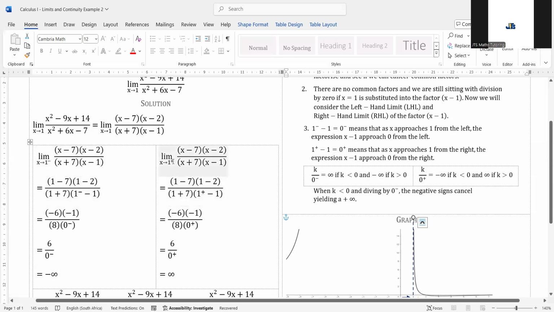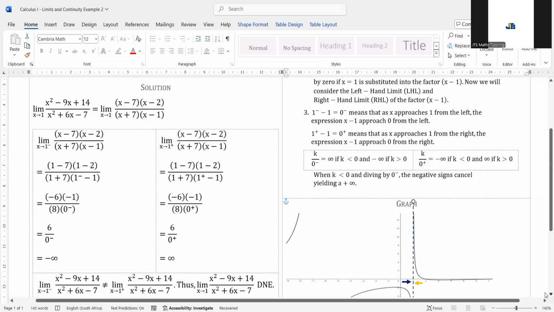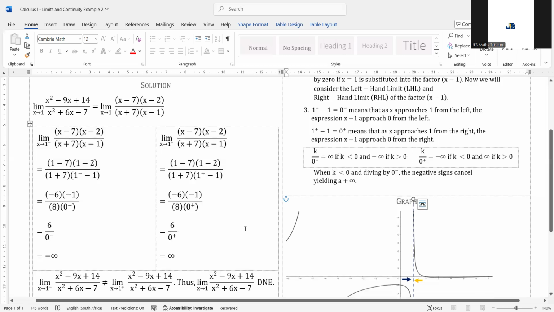What about from the right of 1? You can see I've got this expression here, which simply means as x is approaching 1 from the right, the expression x minus 1 approaches 0 from the right. Okay, beautiful. Which is going to give me what here? A positive infinity. So now I can see from the left and the right of x minus 1, I'm not getting the same limit there.